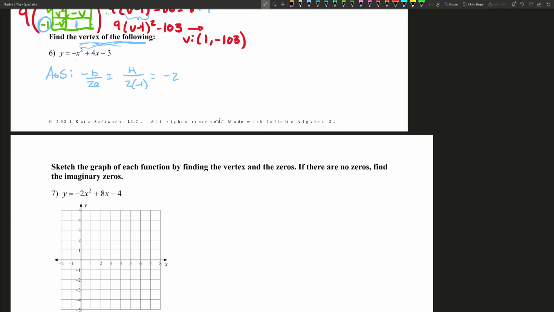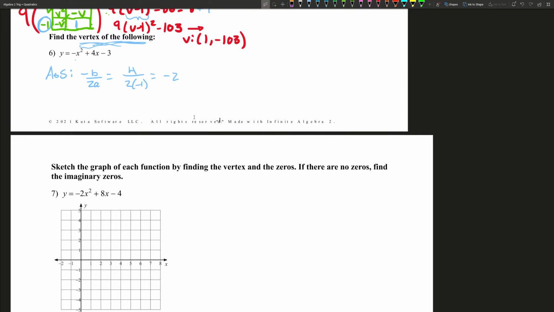Is there a way to check these answers on our calculator? Yes. If you know what you're looking for, like in the last two questions where we were trying to find the vertex, you can plug in the original equation. You can do second calc or second trace, identify maximum or minimum, and follow the prompts on the calculator.